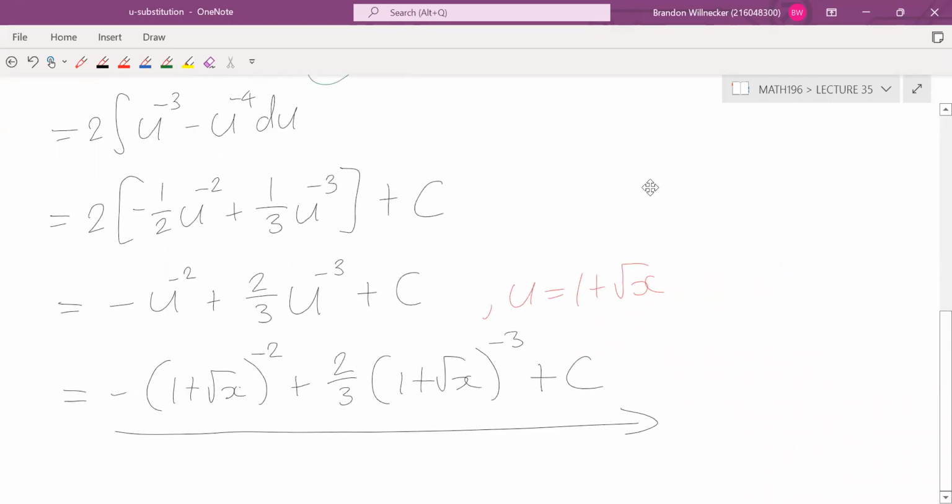All right, any questions on this example? Okay, someone's asking, please re-explain. Okay, no problem.